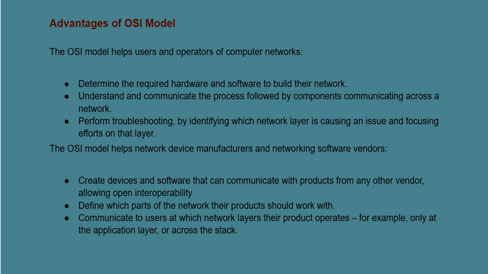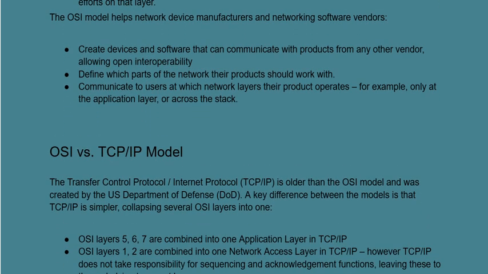The OSI model helps network device manufacturers and networking software vendors by creating devices and software that can communicate with the products from any other vendor, allowing interoperability, define which parts of the network their product should work with, and communicate to users at which network layers their product operates, for example, only at the application layer or across the stack.